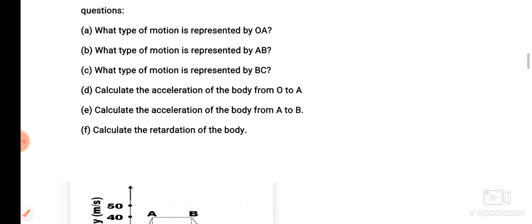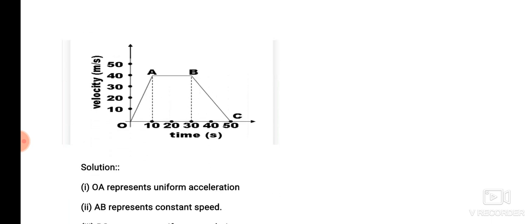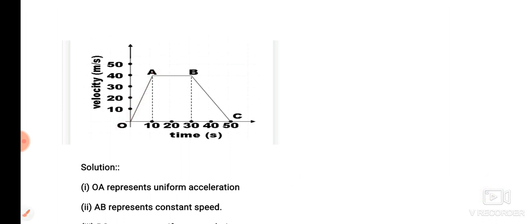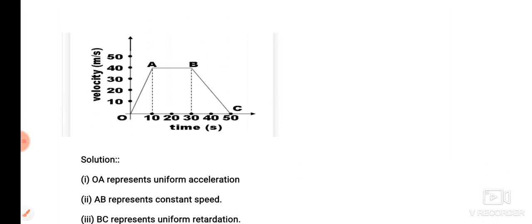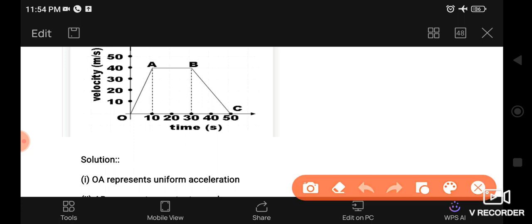The first question is what type of motion is represented by AO. So out here, see, what type of acceleration, tell me. It is showing uniform acceleration, right? Because uniform acceleration means what? See, a straight line is being formed from here to here. That means the change in velocity is equal in equal intervals of time. So this AO is representing uniform acceleration.